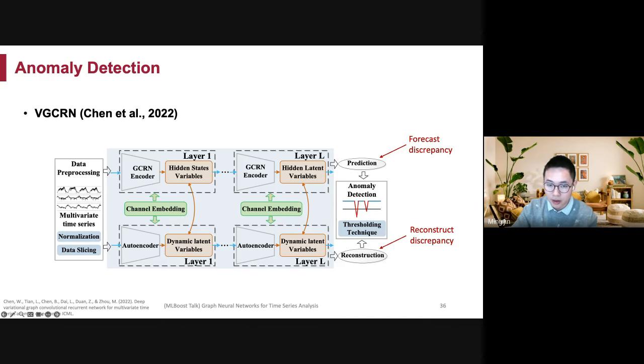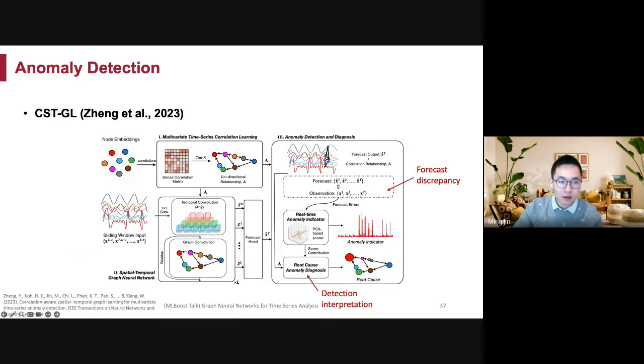So you combine them together with a scoring mechanism, and you have predefined thresholding or learning-based thresholding, whatever method you use, you can, based on those two discrepancy results, calculate whether a given time point is abnormal or not. And next is the GSTGL, a recent method, which has the advantage of providing certain interpretations.